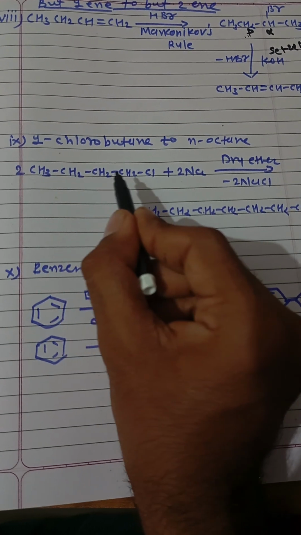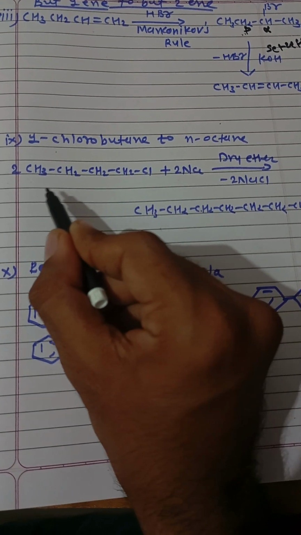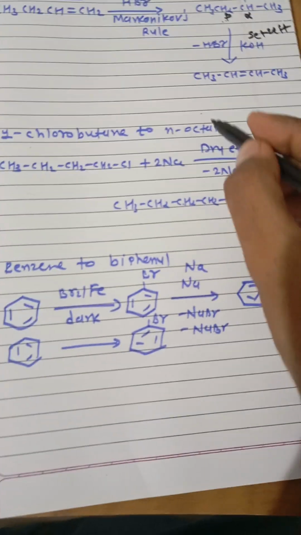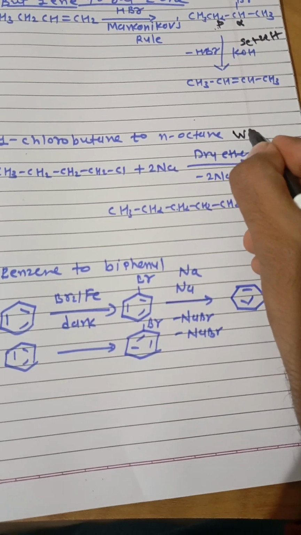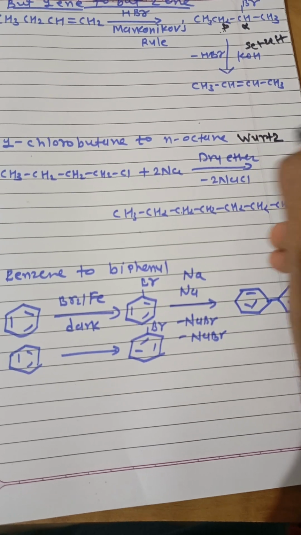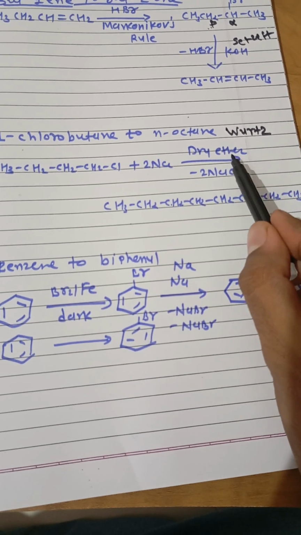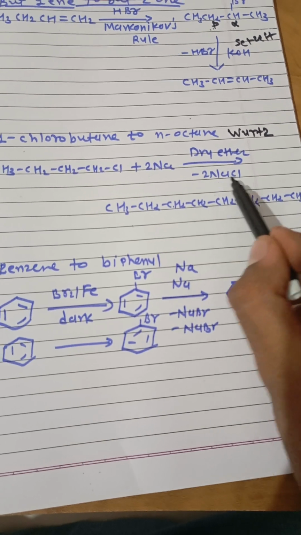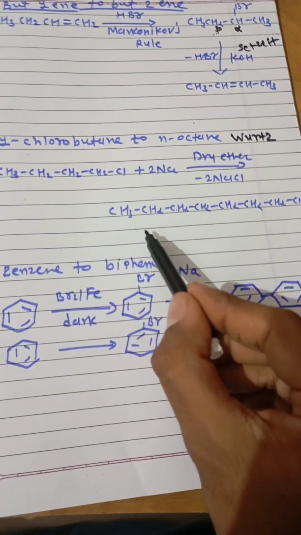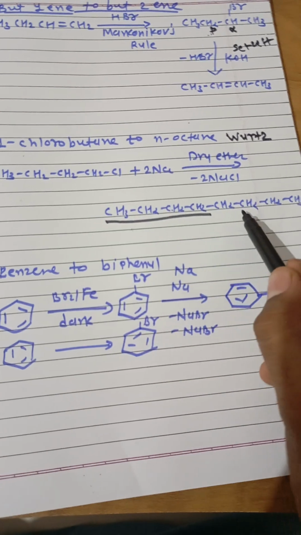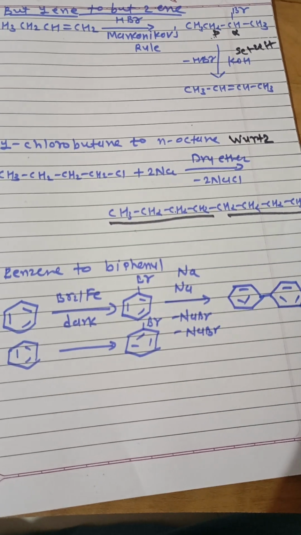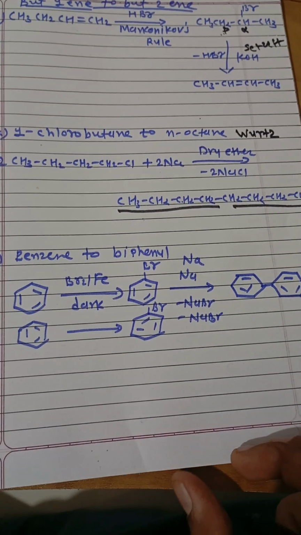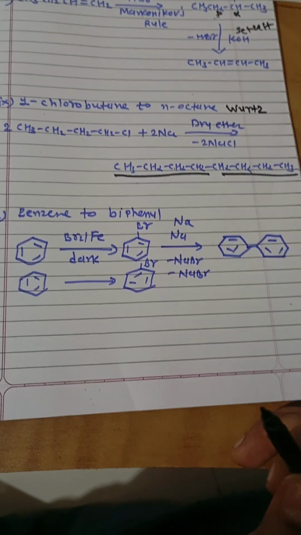Then next, 1-chlorobutane to n-octane. We have 1-chlorobutane; 2 moles of 1-chlorobutane react with 2 moles of sodium. This reaction is called the Wurtz reaction. In the presence of dry ether as a solvent, 2 moles of NaCl are removed. Both carbon chains are attached together. Here there are 4 carbons from the first butane, and this is the second chlorobutane. They are joined together and form our final product, n-octane.